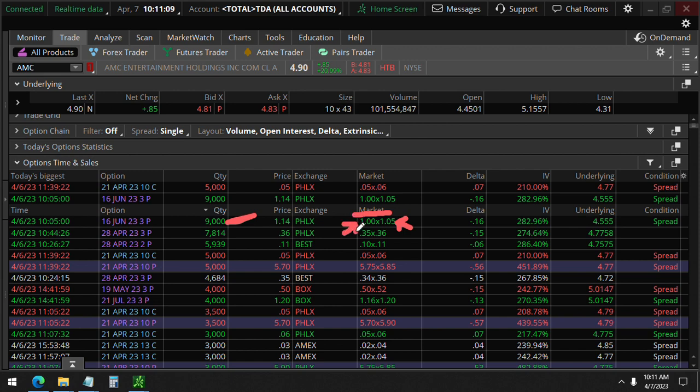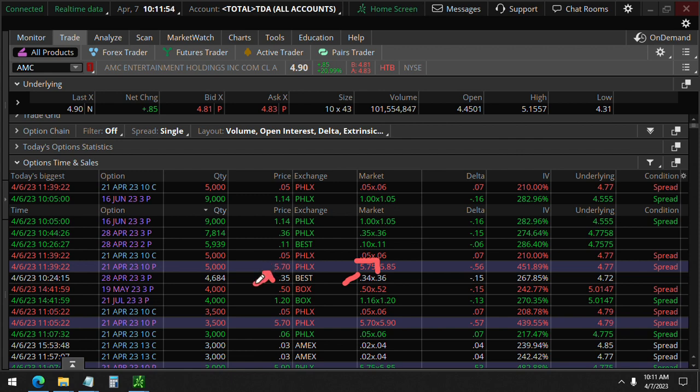So you'll see that this was executed either at the ask price or greater. 1.14 is greater than 1.05, so they colored it green. Likewise here, this is colored red because this was executed at the bid price, 0.05 here. Same thing here, 5.7. This is at the bid price or less, because the bid price was 5.75 and the price was 5.7, so that's less, so it's colored red.